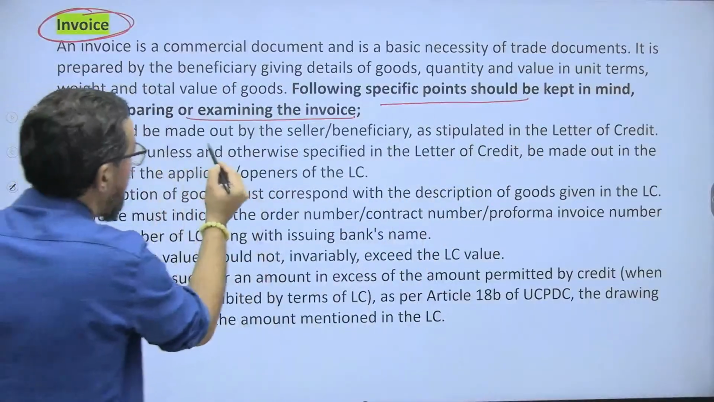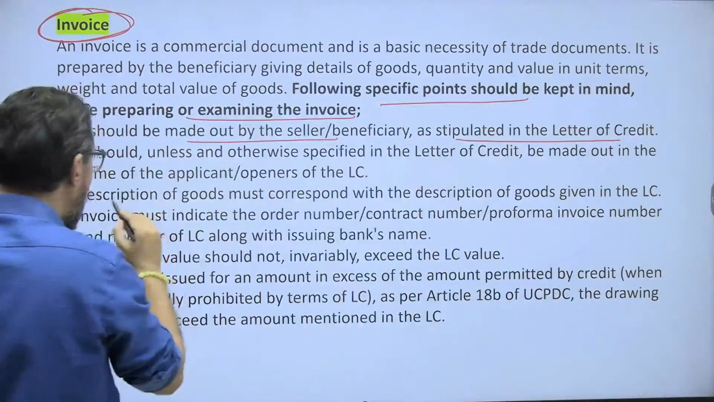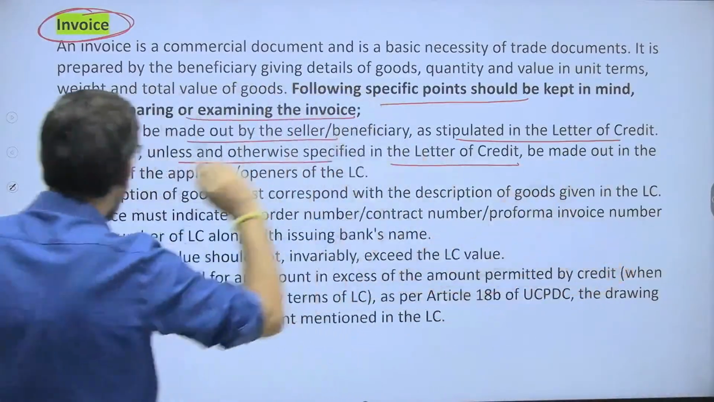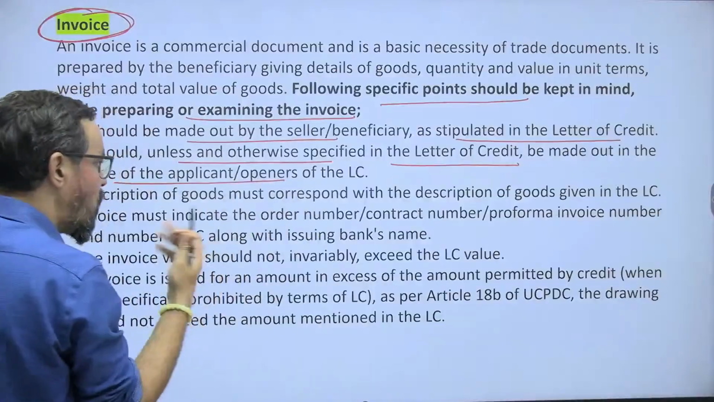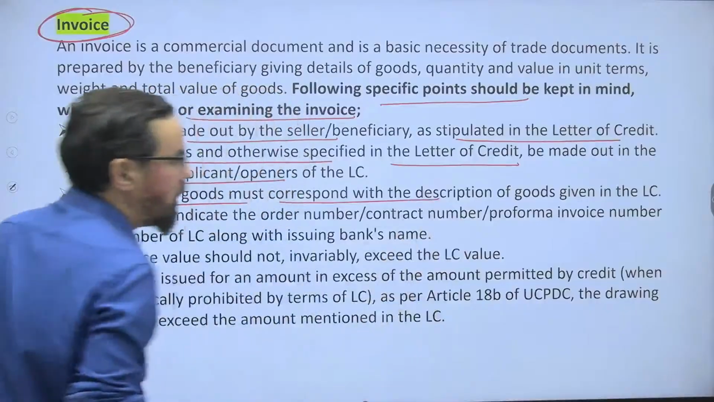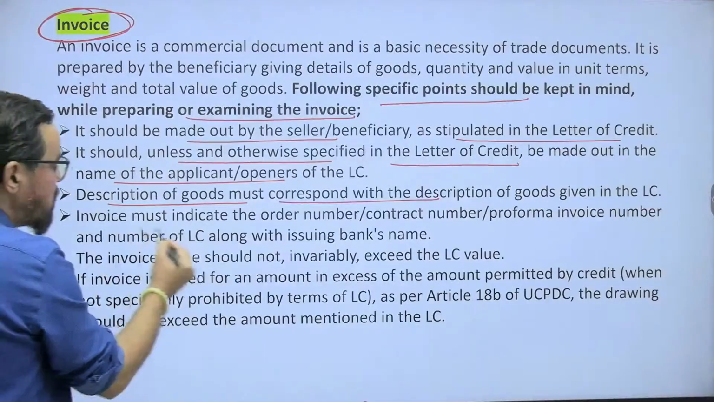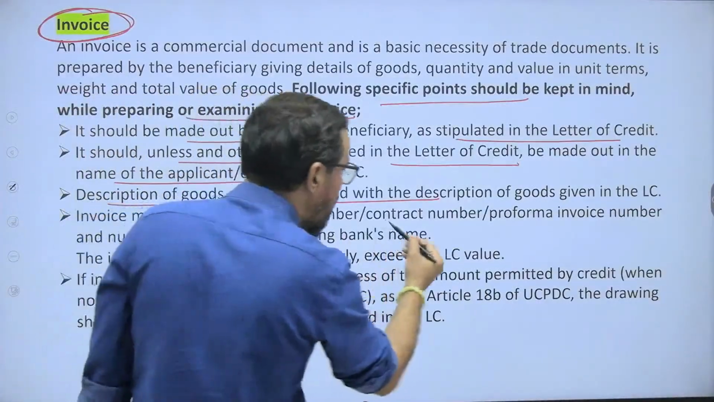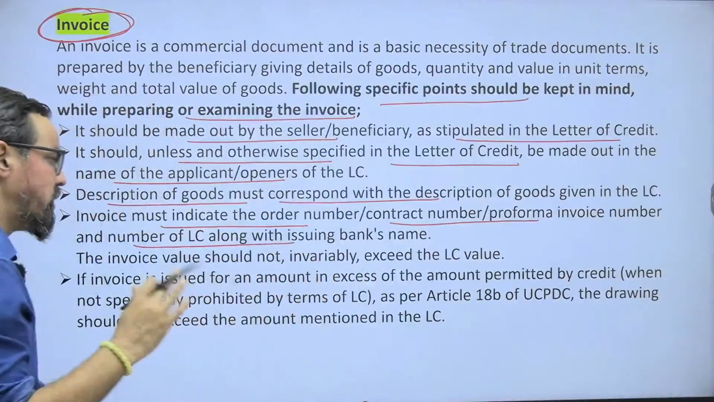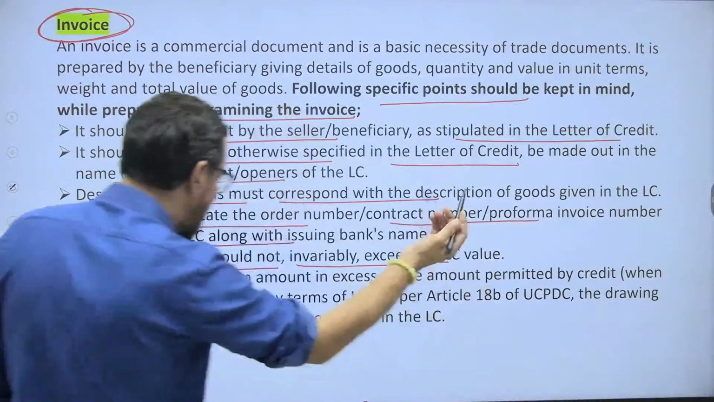It should be made out by the seller or beneficiary as stipulated in the letter of credit. Unless otherwise specified in the letter of credit, it should be made out in the name of the applicant or opener of the LC. The description of goods must correspond with the description of goods given in the LC. The same things should be part of that one. The invoice must indicate the order number or contract number or proforma invoice number and the number of the LC along with the issuing bank's name. The invoice value should not exceed the LC value.